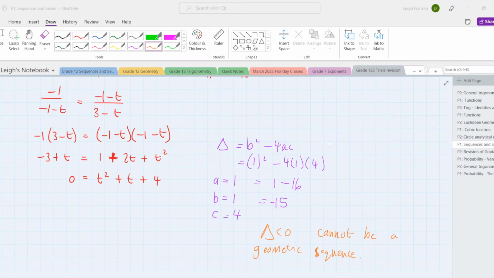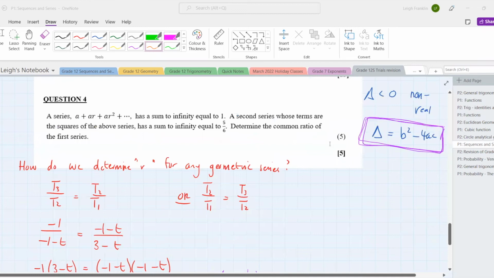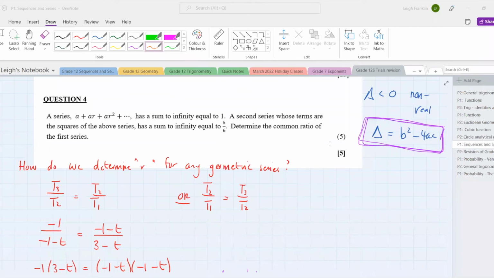So we've got 15 minutes left. Why don't we do a problem solving question? Let's have a look at question number 4. They've given us a series, a plus ar plus ar squared and so on, that has a sum to infinity equal to 1. A second series, whose terms are the squares of the above series, has a sum to infinity equal to 5/6. Determine the common ratio of the first series.